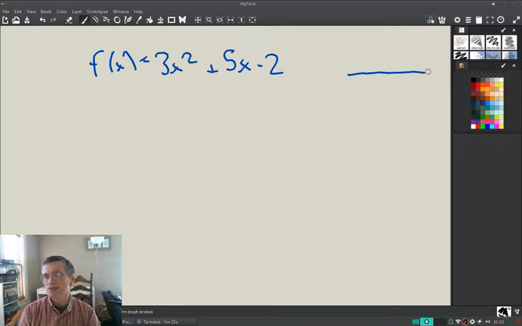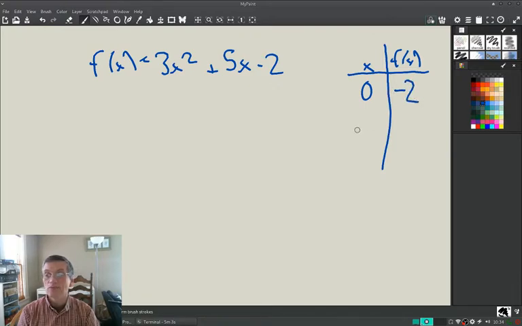Alright, again, this is just a function that you put numbers in and you get numbers out. So let's just put some numbers in. You can always find where it crosses the y-axis by putting in 0. If you put in 0 here, x squared becomes 0, 5 times 0 is 0, minus 2. So you already have your y-intercept for this equation. Let me write it down here. So it goes through the point (0, minus 2).